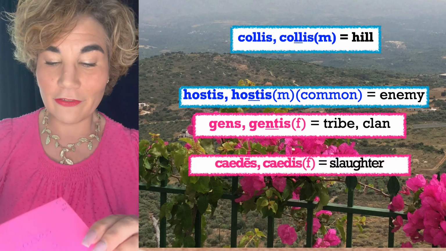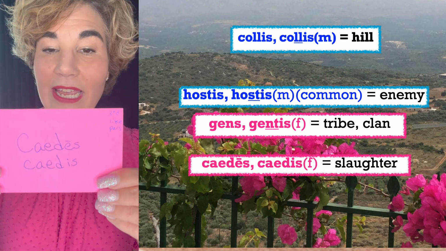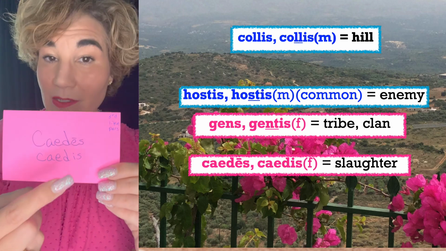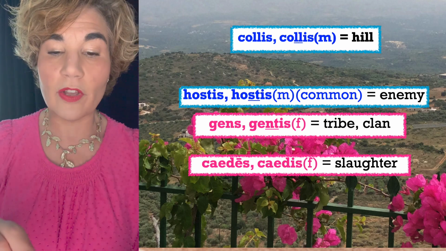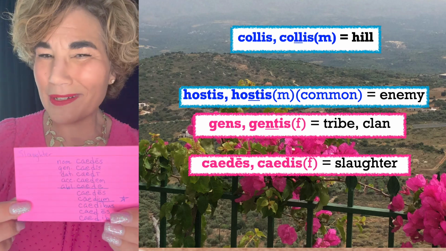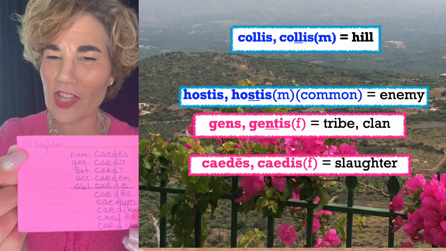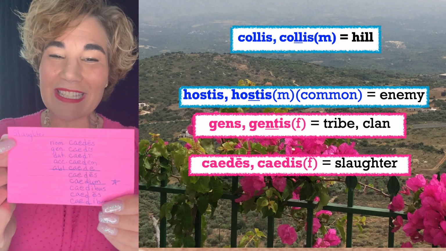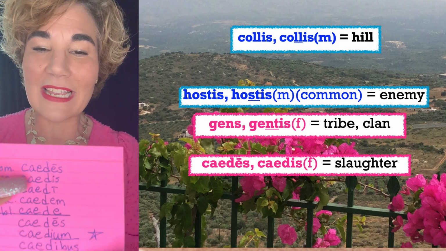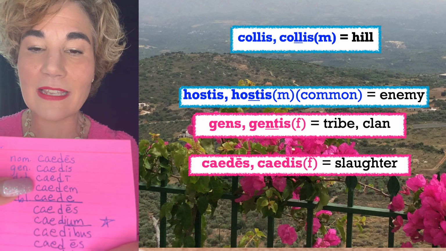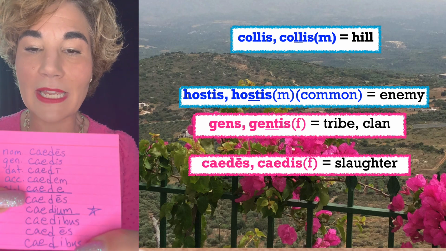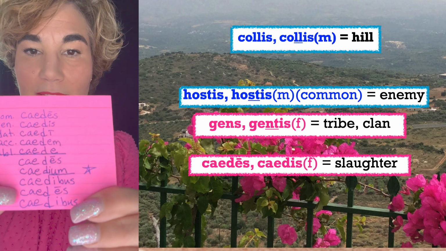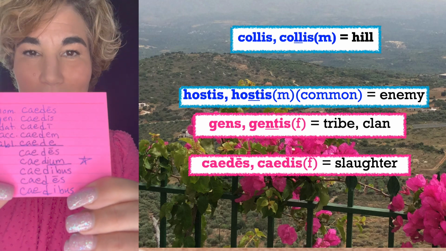And our last one for today is caedēs, caedis. This one has the same number of syllables, so it follows the second rule. This one kind of makes me laugh because it means slaughter. I have no idea why that's feminine though. So this is a feminine word, and it's caedēs, caedis, caedī, caedem, caedē, caedēs, caedium, caedibus, caedēs, caedibus.